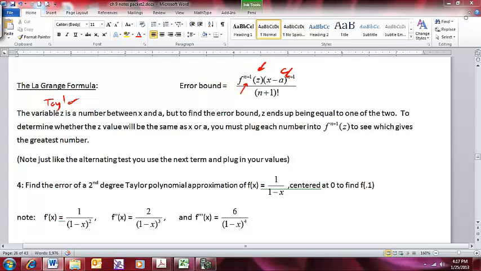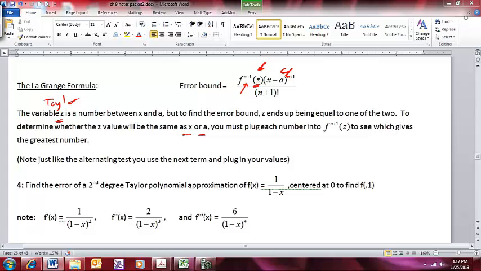To determine the z value, the number that you're evaluating your derivative on, is one of the trickier things. The z value will be the same as x or a. It's generally going to be one of those two values. I've never actually seen it be a value in between them. It's almost always going to be that.